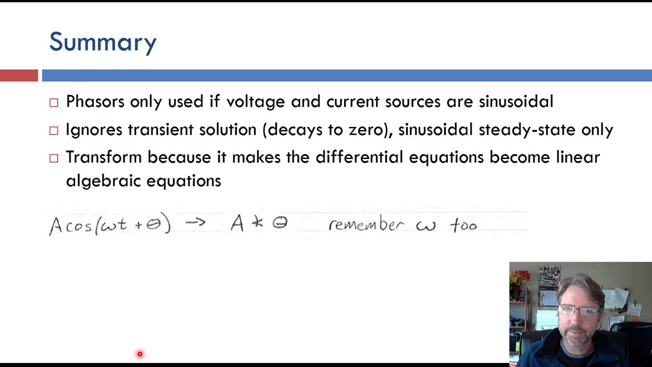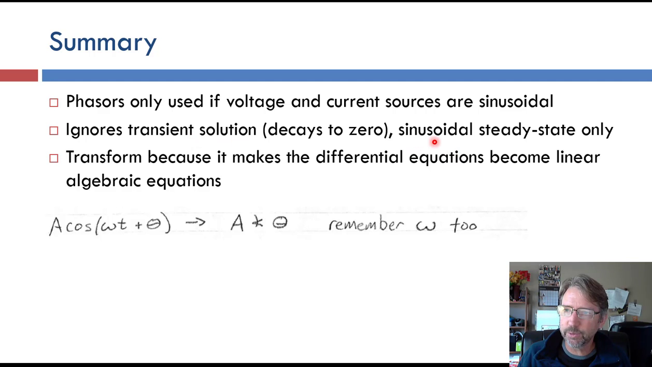Well, hello there. So let's look at doing some phasor circuit analysis. So remember, we're starting off with phasors. That only works if voltage sources and current sources are sine waves, all with the same frequency in the circuit. We're skipping the transient solution because it decays fast enough that we can ignore it.